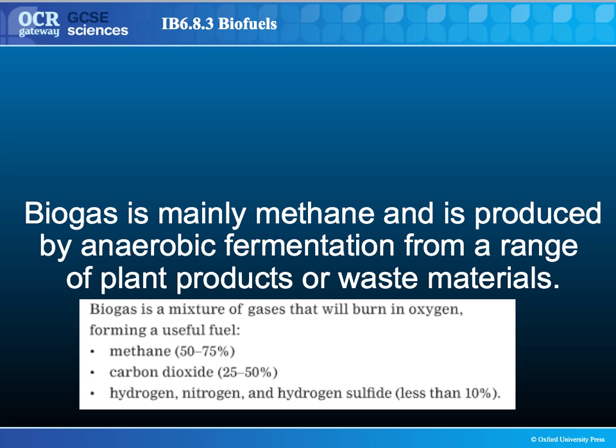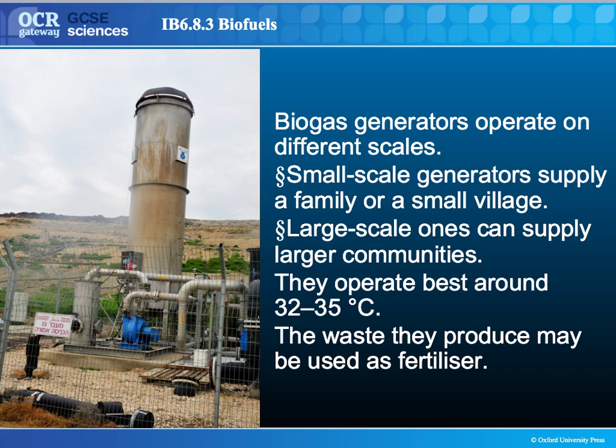Biogas is a mixture of gases that will burn in oxygen. Now this makes them really good as a fuel. The biogas is mostly methane at around 50 to 75%. Then carbon dioxide makes up the second largest proportion of biogas at around a quarter to half. And then varying amounts of other gases such as hydrogen, nitrogen and hydrogen sulfide make up less than 10% of biogas. So biogas generators can operate on different scales. On the next slide we'll look at small scale biogas production, and here we'll look at large scale biogas production.